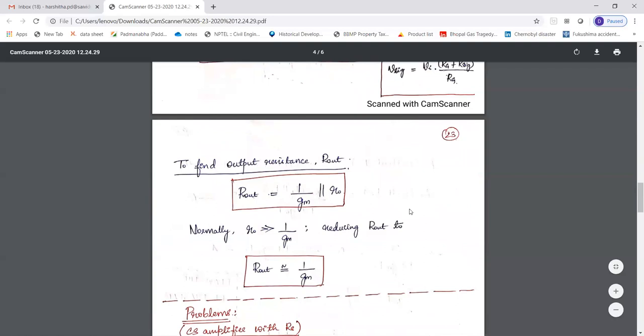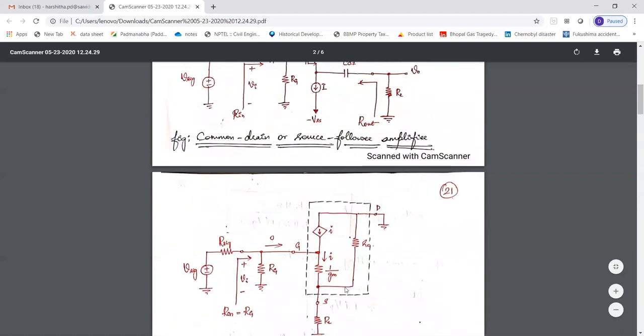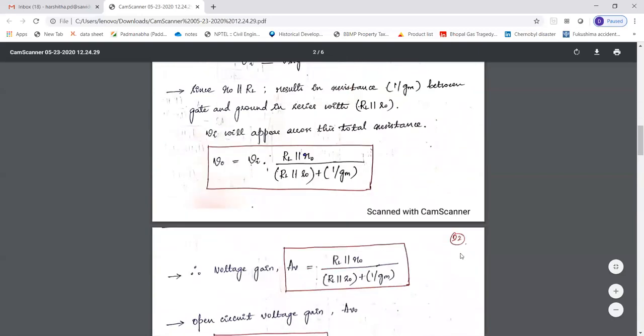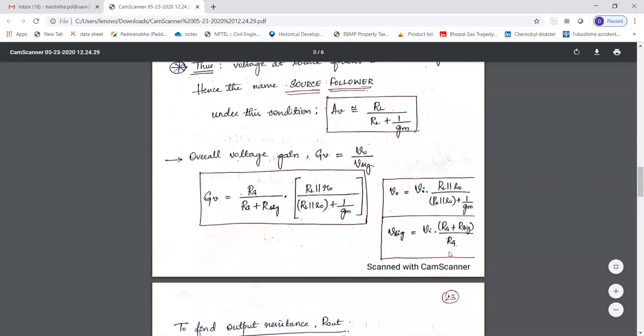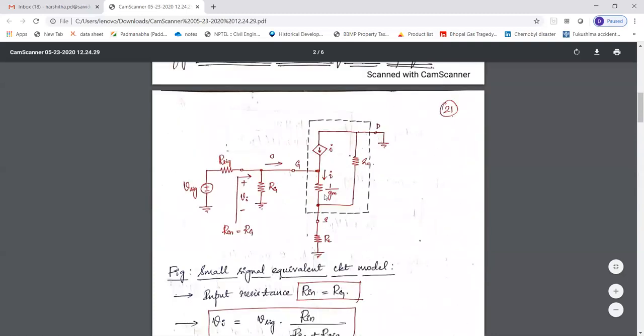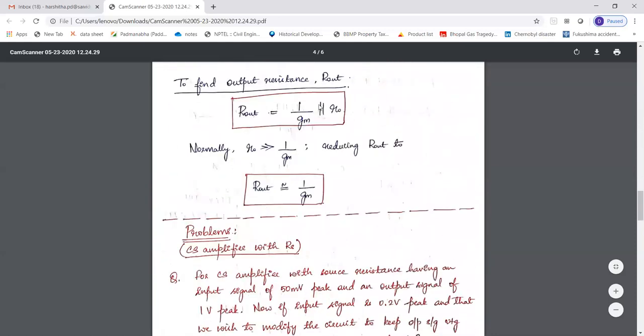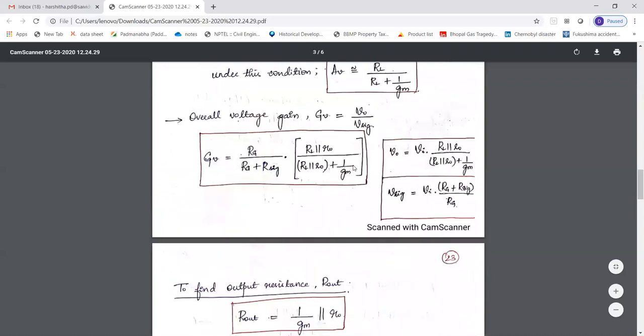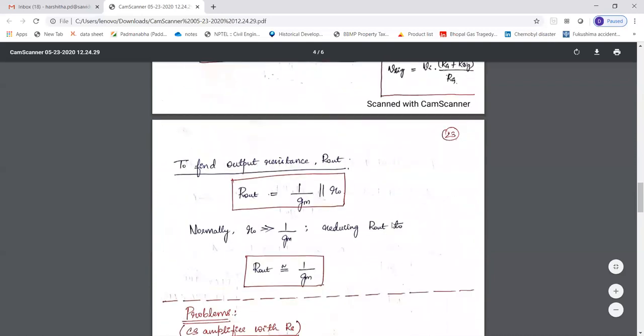And next we need to find the output resistance Rout. So Rout is equal to 1 by Gm in parallel combination with R0. See here, these two resistances are in parallel, isn't it? Okay, 1 by Gm parallel to R0. Normally, as we considered here, R0 is much greater than 1 by Gm. So if we apply this condition, Rout will reduce to 1 by Gm.